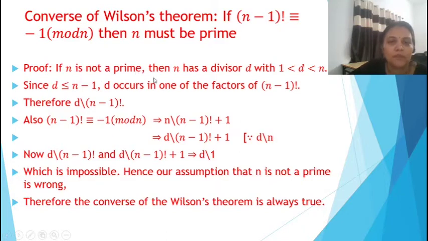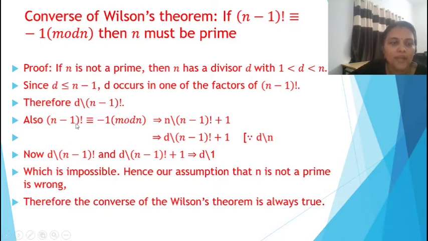If n is not prime, it is a composite number, so it has a divisor d with 1 less than d less than n. Since d is less than or equal to n minus 1, d occurs in one of the factors of (n minus 1) factorial, which is 1 into 2 into 3 into and so on up to n minus 1. So d is any of these numbers. Therefore, d divides (n minus 1) factorial.